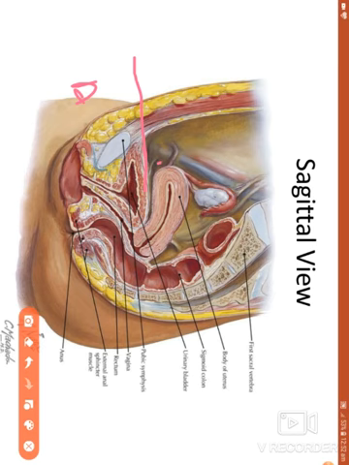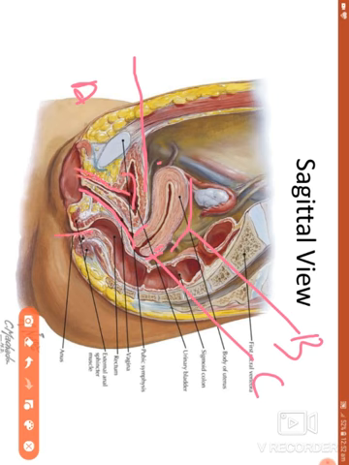See this part from here to here, this is the body of the uterus. This part is the cervix, the cervix of the uterus. Here this is the vagina. This is the urinary bladder. This is the urethra. This is the anal orifice.